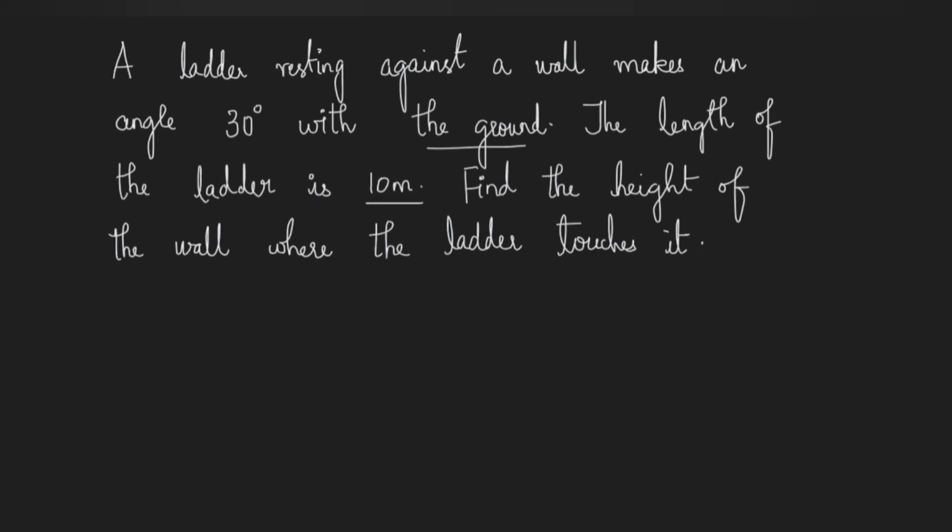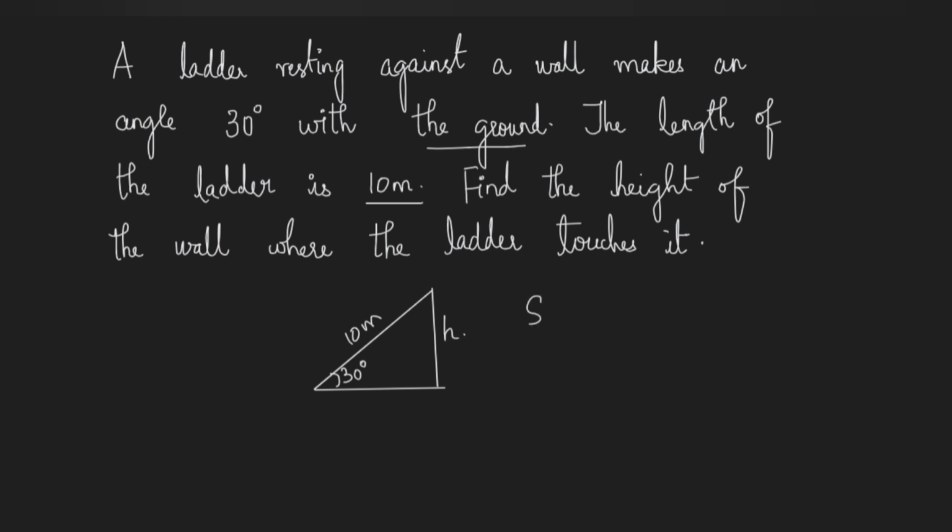So based on this, we'll draw a figure first. So let this be the ladder, and the length of the ladder is given to be 10 meters. And it is also given that it makes 30 degree angle with the ground. Now you have to find the height of the wall, that is this. So let us take it as h.